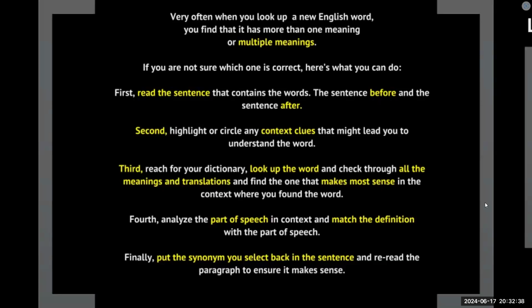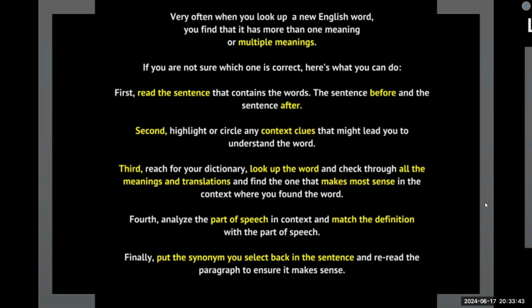And remember, again, all these things that I'm telling you, they're tools in your toolbox. You don't always have to use them, but if you get better at using them, then you get better at speaking and understanding the language. So you read the sentence that contains the word. And if it's in a paragraph, you read the sentence before and the sentence after. You can then highlight or circle any context clues that might lead you to understand the word. You can reach for your dictionary and look up the word and check through all the meanings and find one that makes the most sense in that sentence, considering the context of that sentence. Okay? Does that make sense? How are we feeling? Good? I don't hear you. Okay, good.